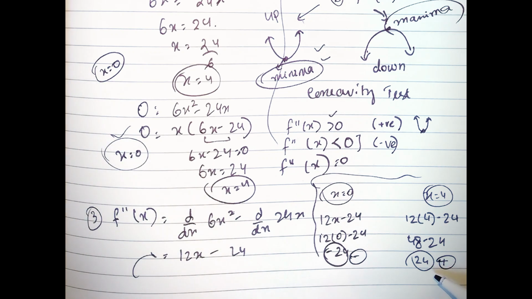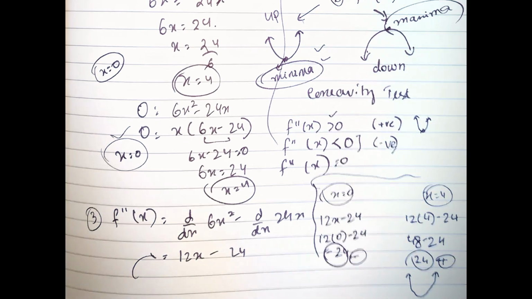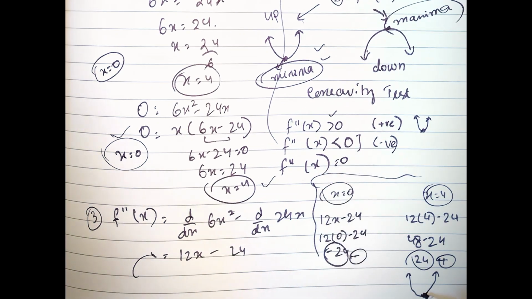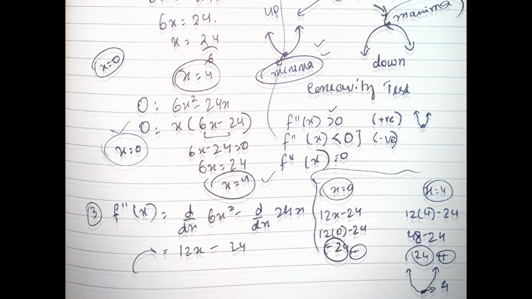At this point, the graph will be opening upwards. Its mouth will be opening upwards. So we will have the concave up condition. And if we have the concave up, we can calculate the minima. What is the minima? This thing, x is equal to 4, is my minima.